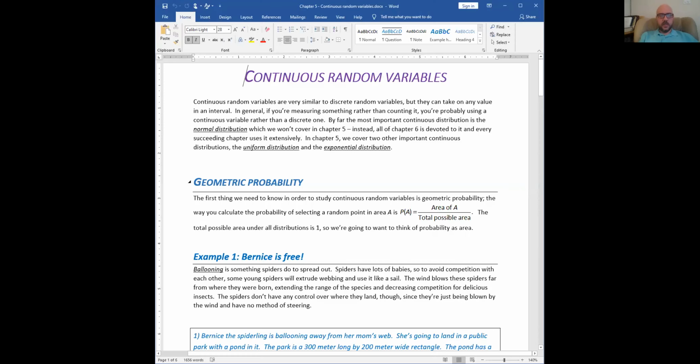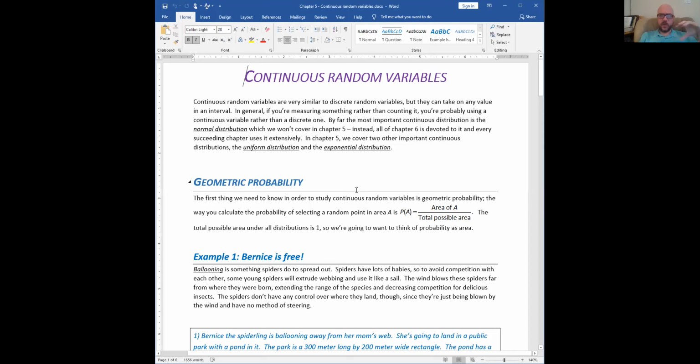So let me pop over to the notes. I want to talk about continuous random variables, like I said, and there are two specific ones we're going to talk about, uniform and exponential. We'll get to those a little bit later. The first thing I want to say is about geometric probability.